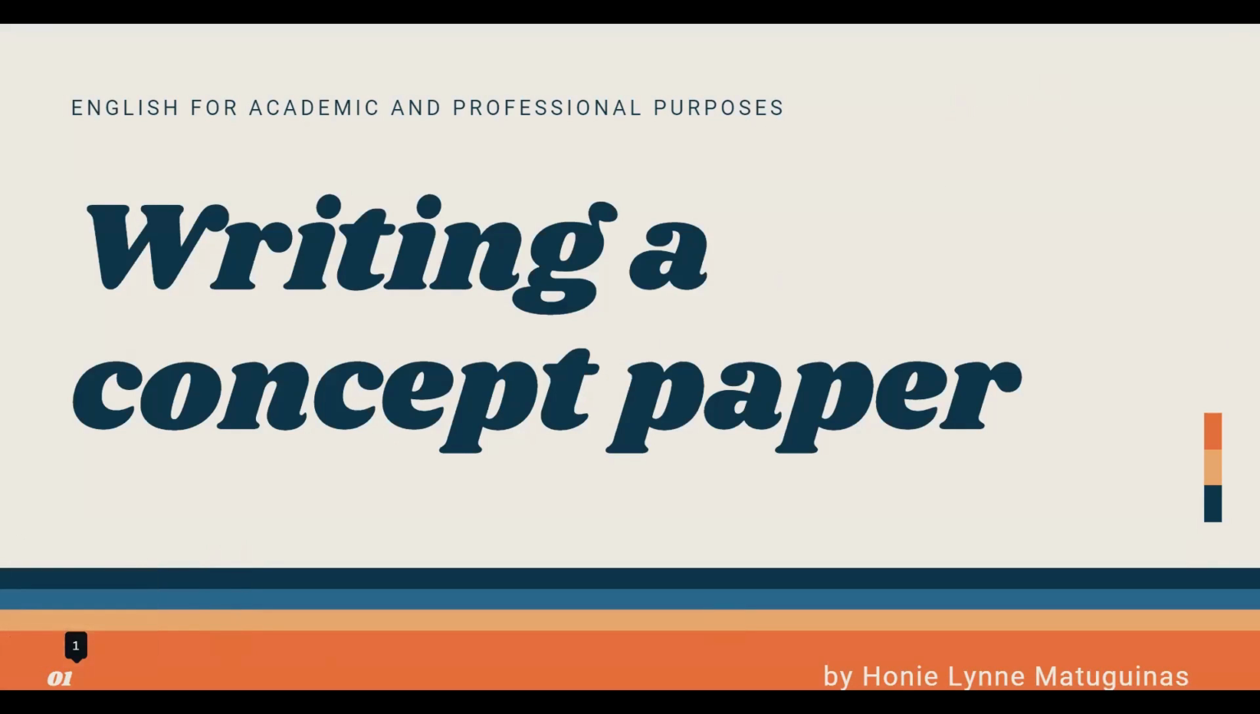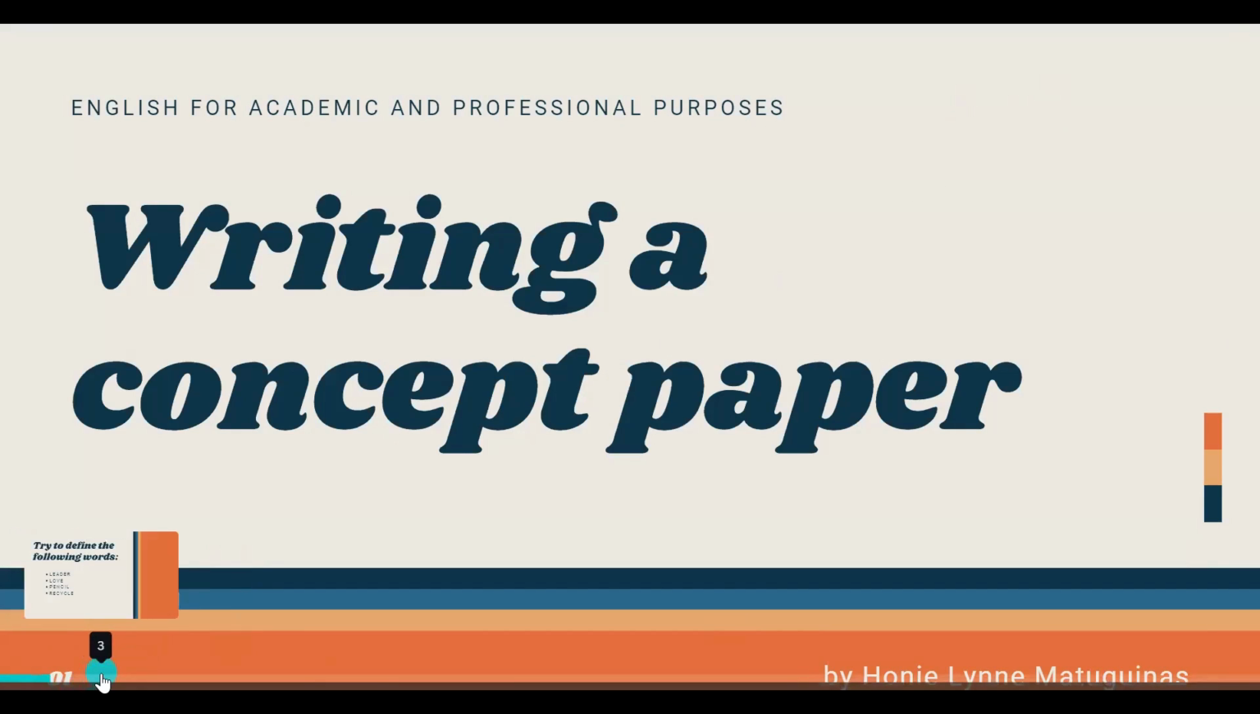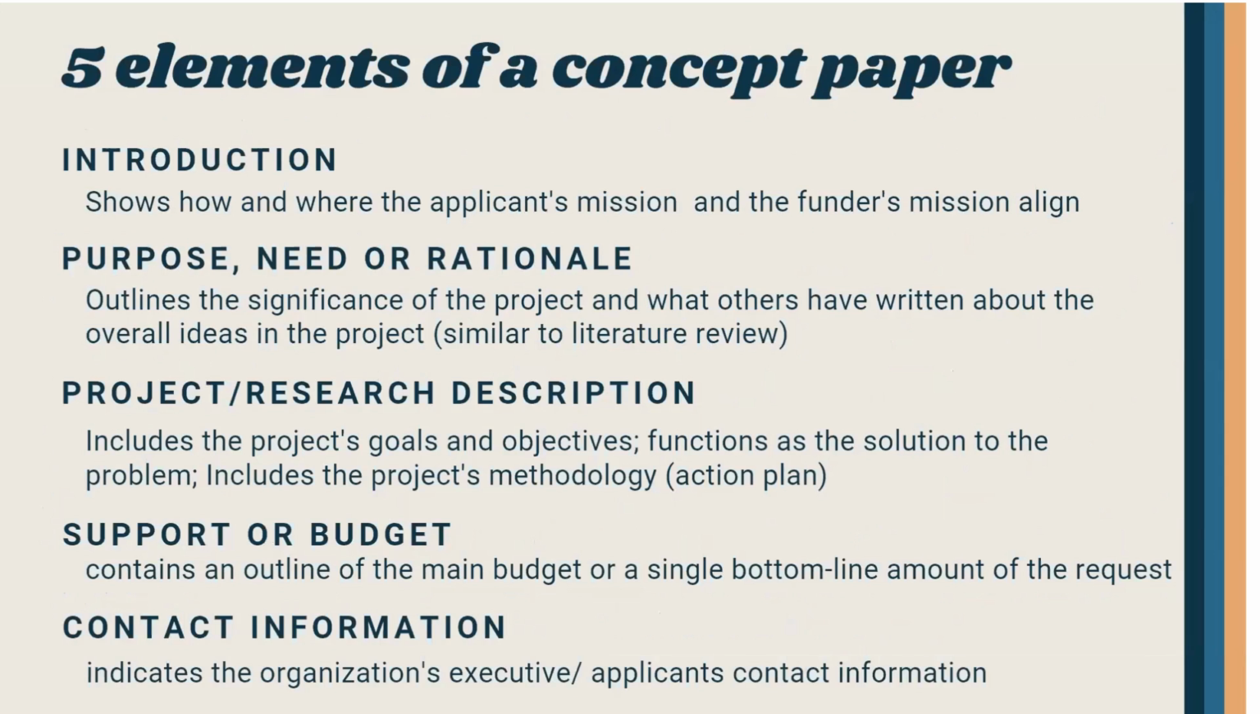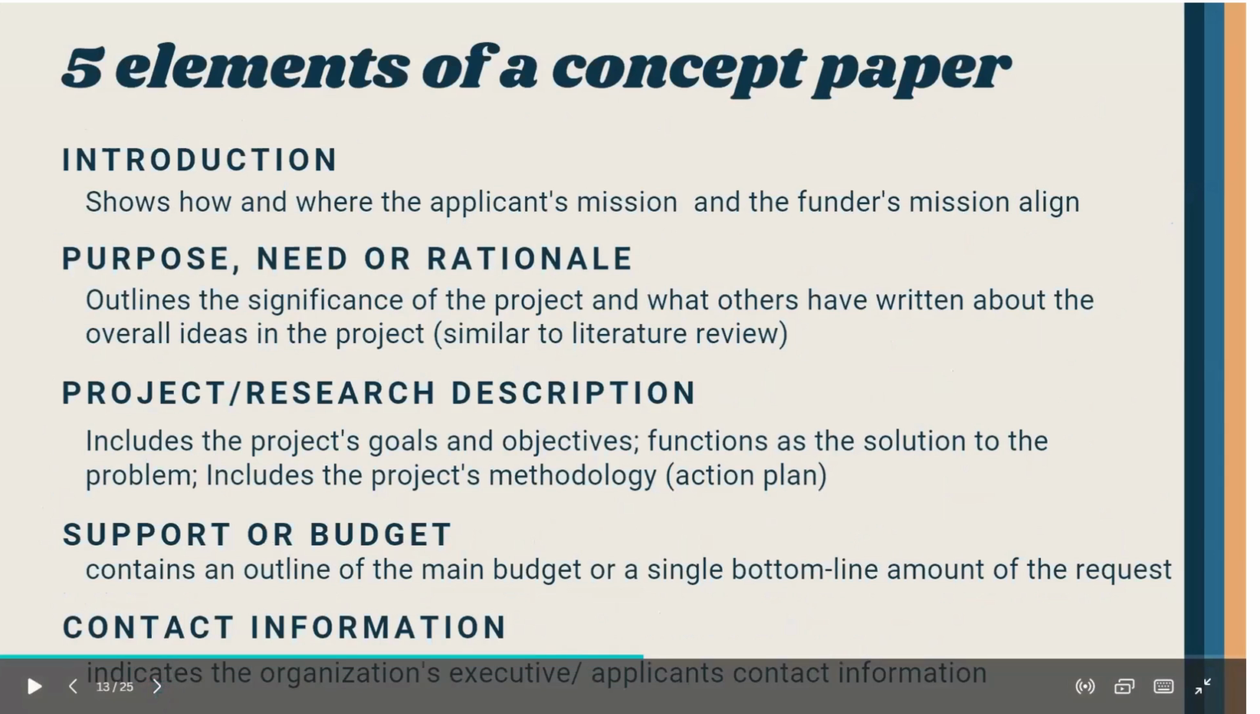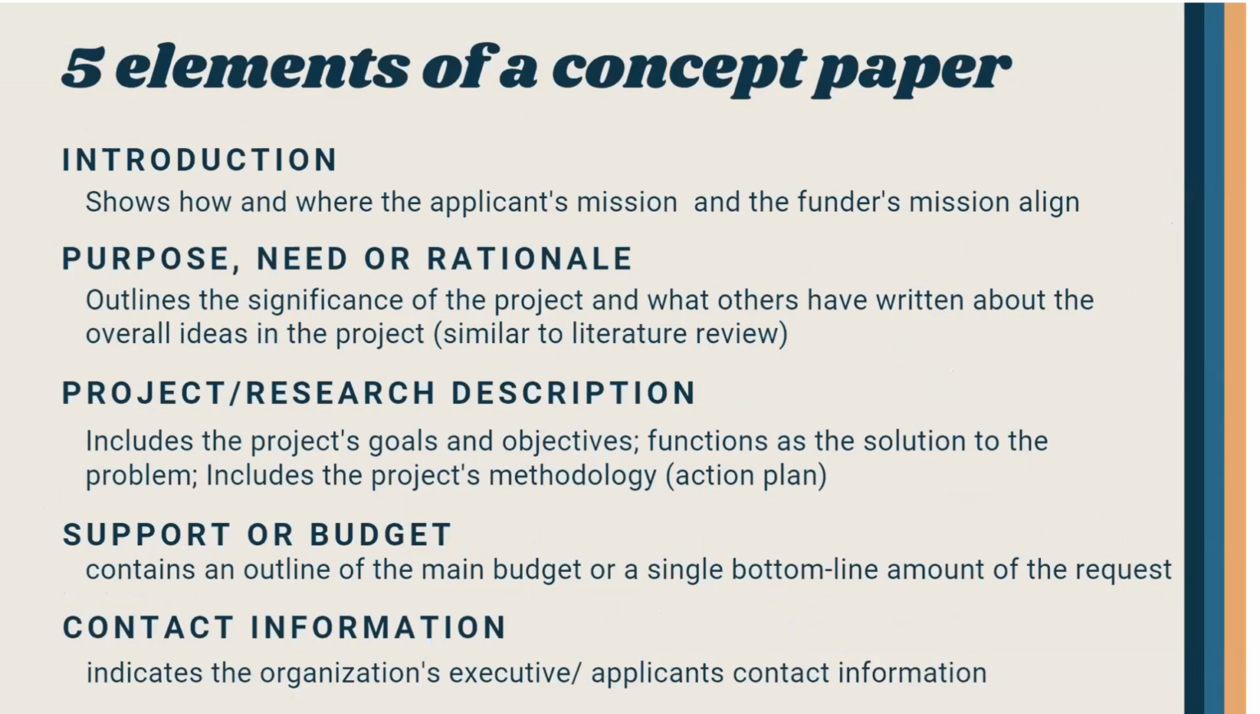Today, we will talk about how to write a concept paper. Now, you already know how to define a concept. Now, let's study the elements that should be present in the concept paper that you will write. There are 5 elements: introduction, rationale, project or research description, support or budget, and contact information.